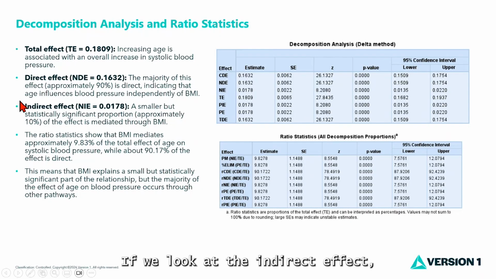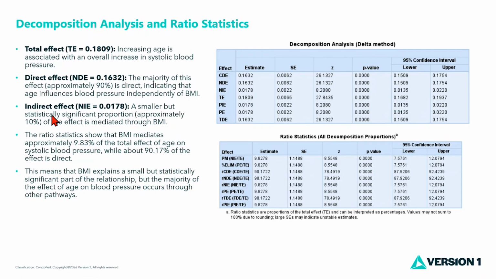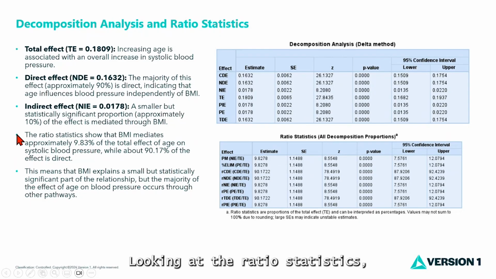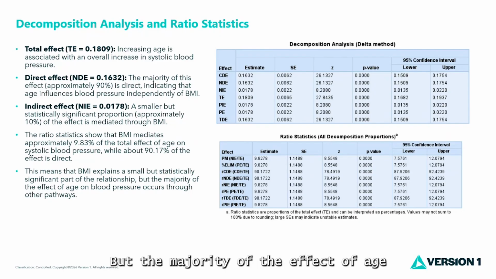If we look at the indirect effect, this is a smaller but statistically significant proportion of the effect that is mediated through BMI. Looking at the ratio statistics, we see that BMI mediates approximately 9.83% of the total effect of age on systolic blood pressure, while about 90% of the effect is direct. So BMI does explain a small but statistically significant part of the relationship, but the majority of the effect of age on blood pressure occurs through other pathways.